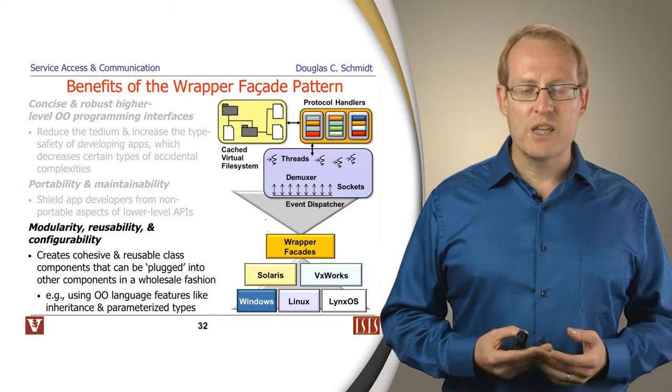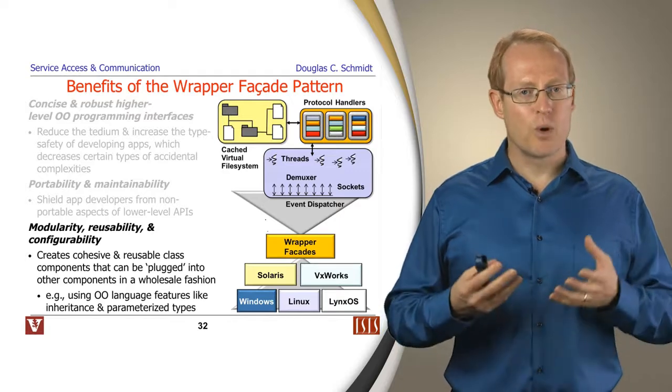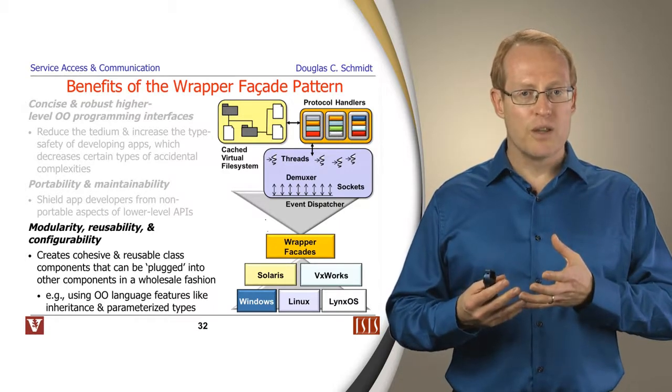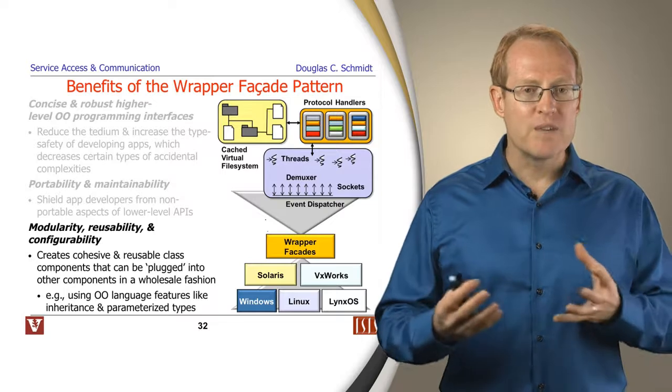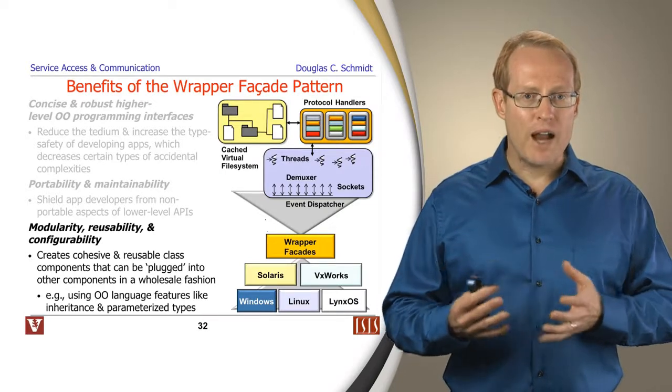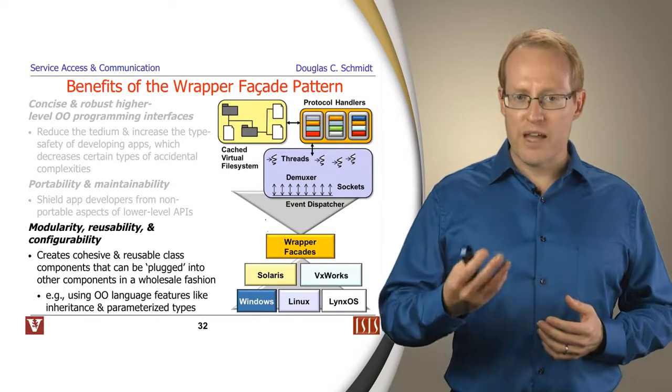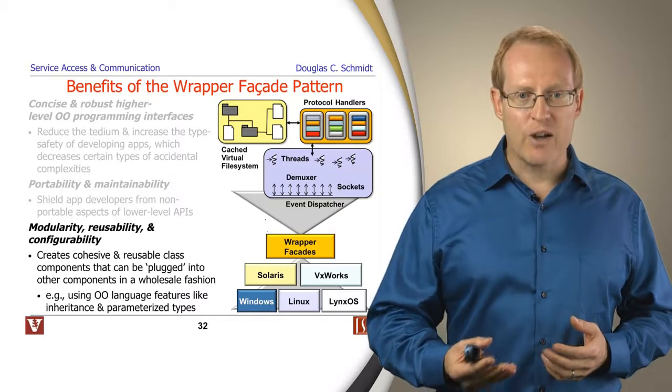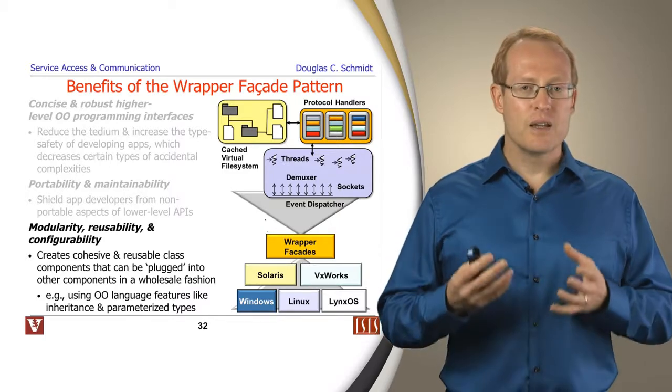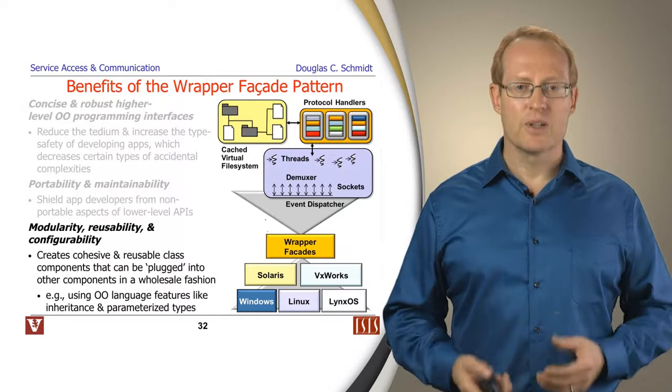Yet another capability you get by using wrapper facades is you end up with more modular and reusable components that can be cohesively integrated together to form higher level units of abstraction by using things like inheritance or parameterized types to build upon the existing capabilities.